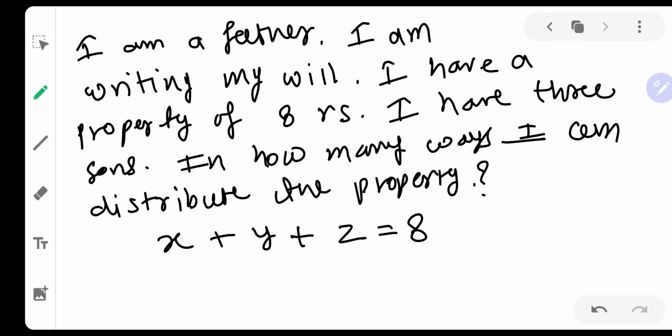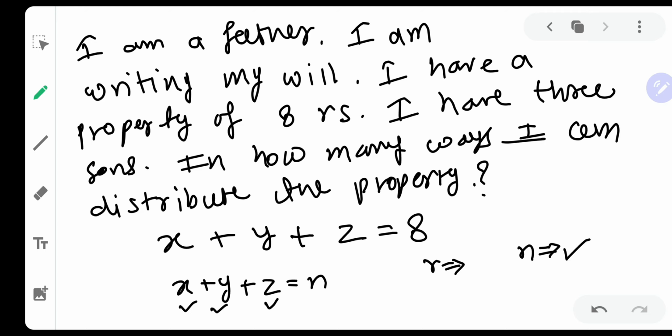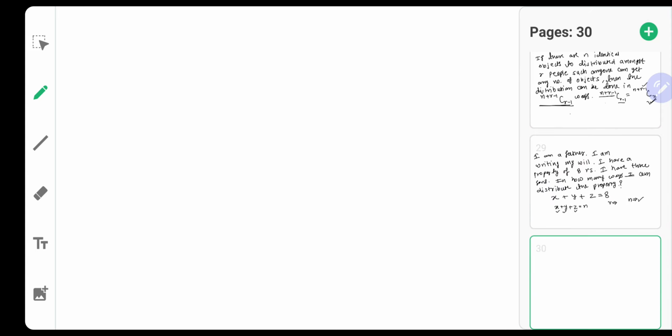So you can see that x plus y plus z equals n, right? r is the number of beggars, so my sons are nothing but beggars, and n is the number of objects to be distributed. So I can apply the same trick, which is n plus r minus 1 c r minus 1, or n plus r minus 1 c n. So n is equal to 8, r is equal to 3. I will do it by both methods so that you will understand.